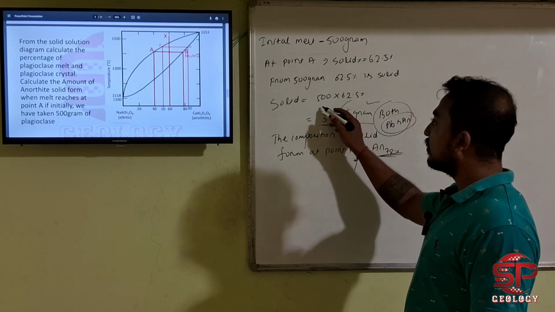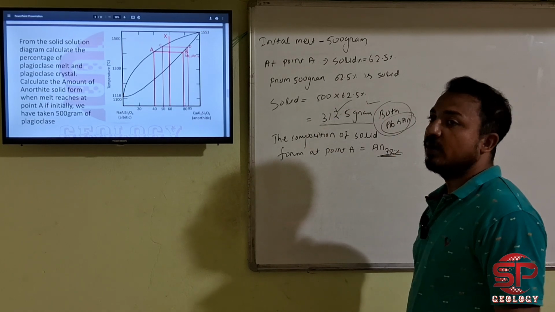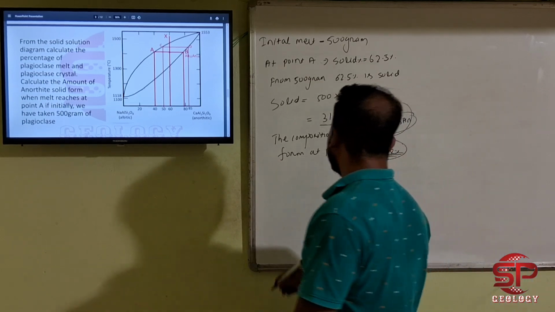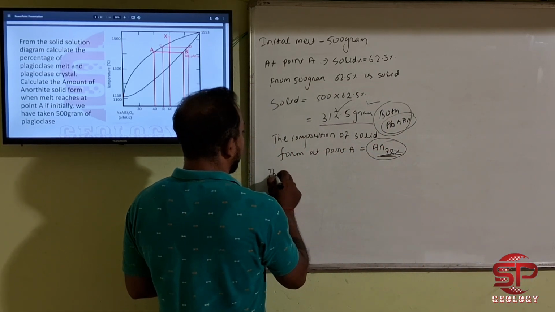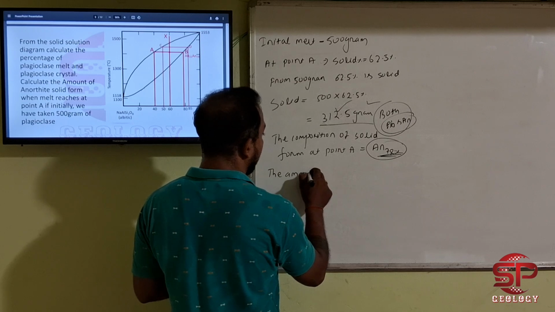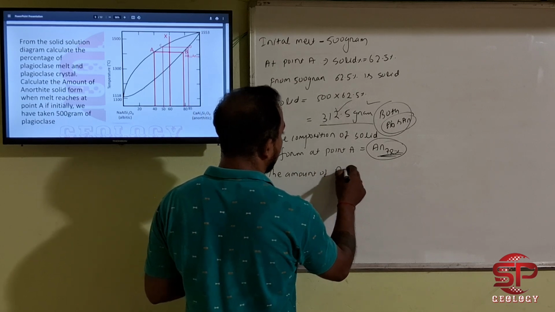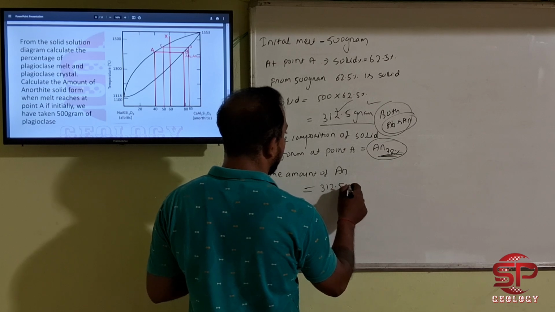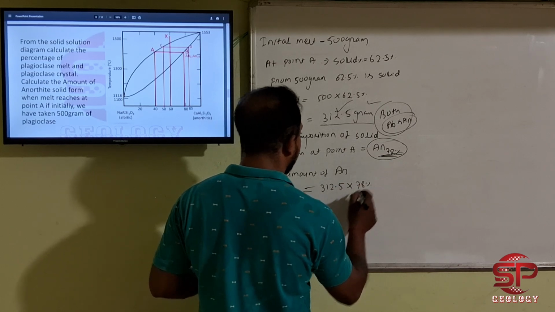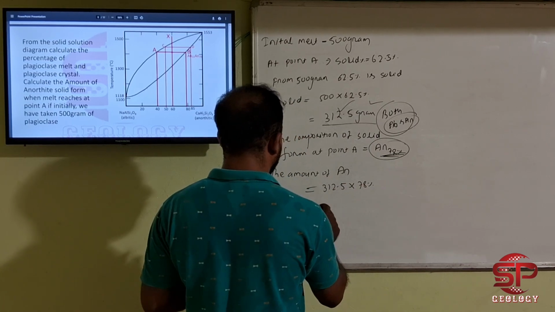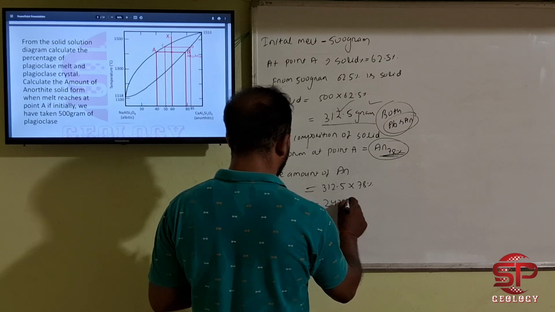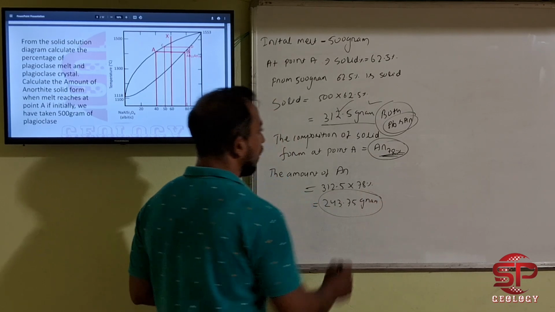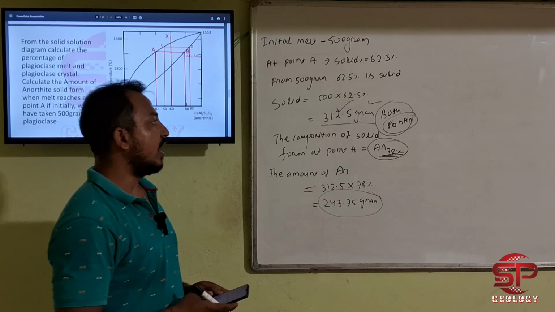So the amount of solid is 312.5 gram, of which 78% is anorthite. So the amount of anorthite will be 312.5 into 78%. It will be 243.75 gram. This much of anorthite will form at point A.